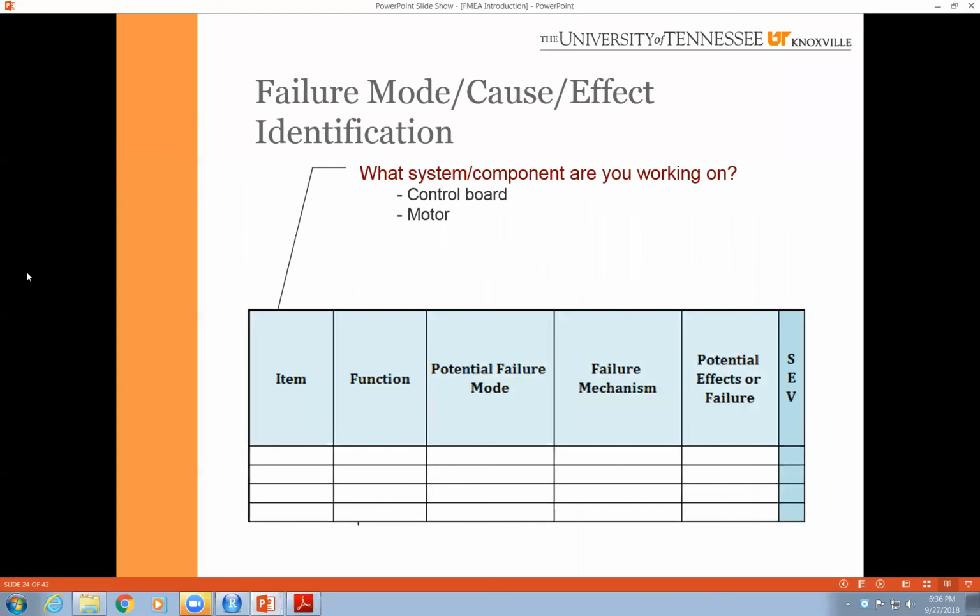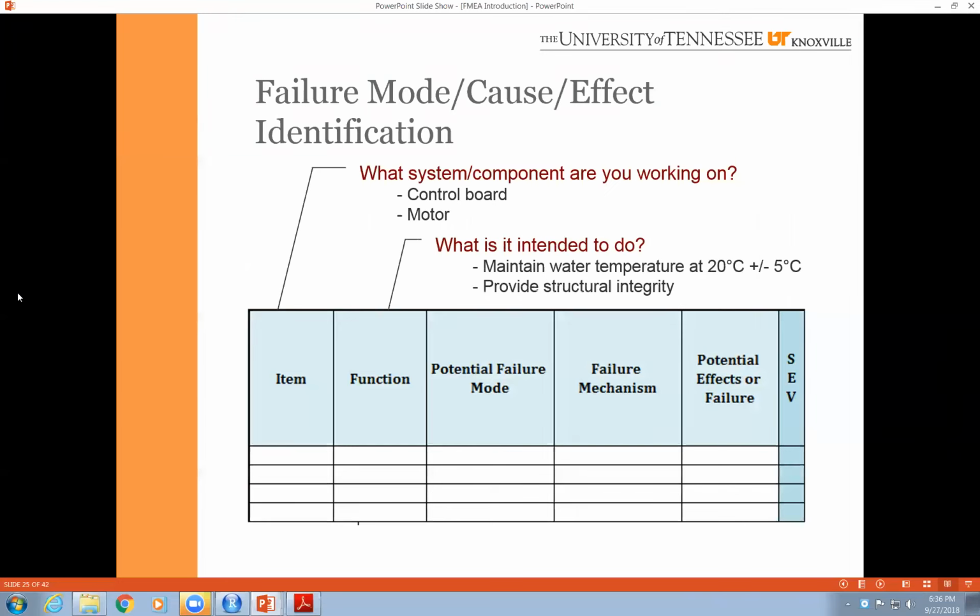All right. So it's a big table. I put it in different slides just to break it down a little bit. So first thing is, which system or component are you working on? That should be pretty straightforward. Electric motor, compressor. What is it supposed to be doing, right? Maintaining water temperature, structural integrity. So I want to move some air if it's a fan or things like that.